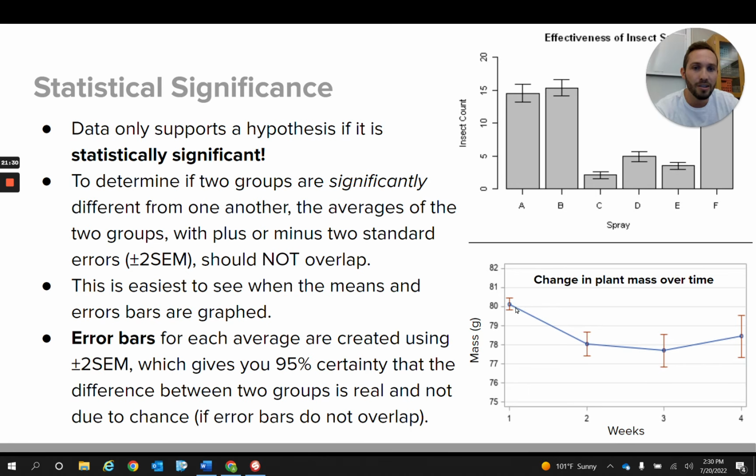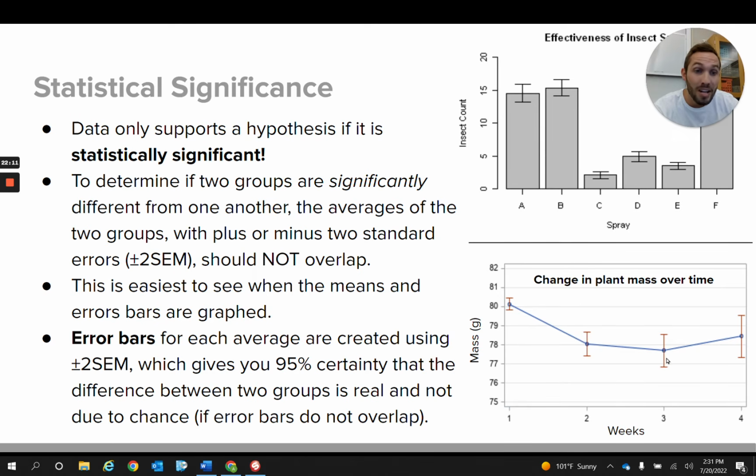So if you look over here, you can even use it on a line graph. This is showing you how the plant mass is changing over time, the mass of the plant over week 1, week 2, week 3, week 4. You can see the mass is going down between week 1 and week 2, and the difference is statistically significant. On average, the plants' mass is decreasing, and since the bottom of this error bar and the top of this error bar do not overlap, this is a statistically significant decrease. I could claim that between week 1 and week 2, there's going to be a decline in the plant mass. This data supports that.